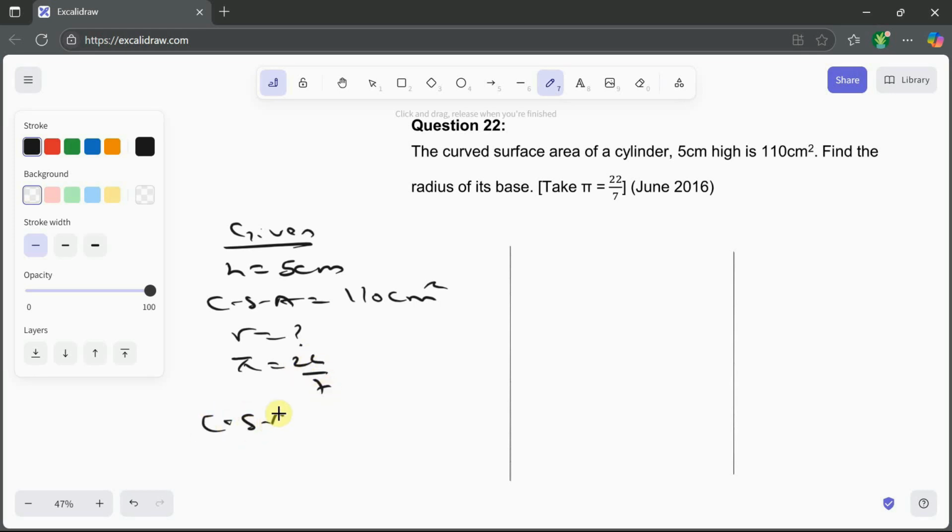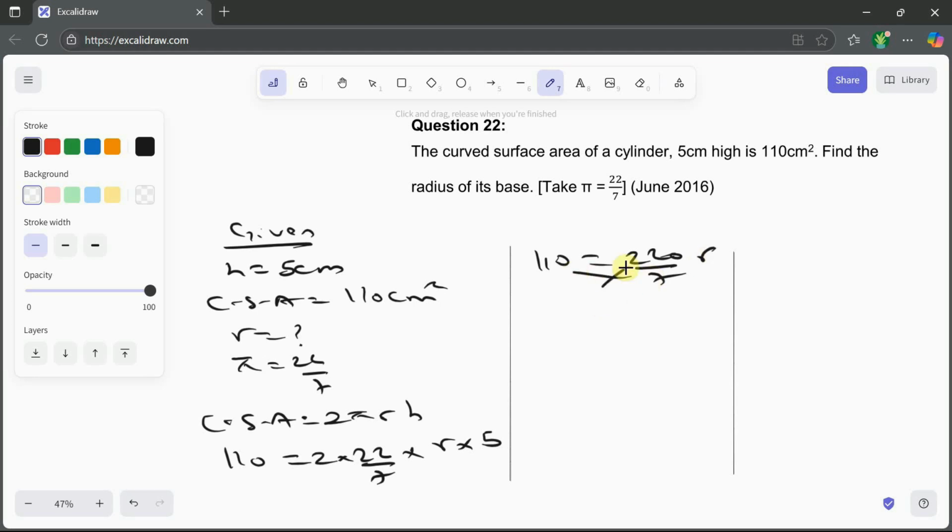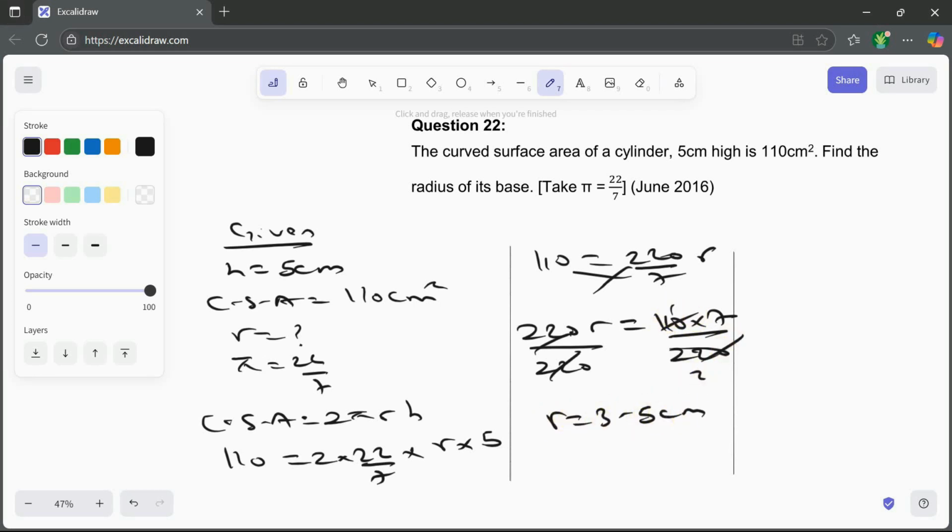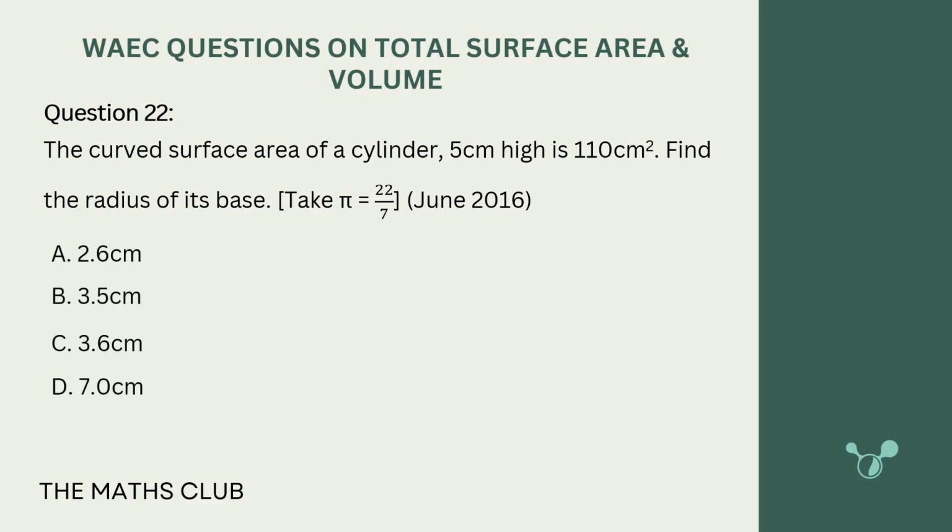So the curved surface area of a cylinder is 2 pi r h. If I substitute, that will be 110 is equal to 2 times 22 over 7 times r times h, and h is 5. Let's simplify this. That will be 2 times 22 times 5 divided by 7, which gives you 110 is equal to 220 over 7 r. If I cross multiply, that will be 220r is equal to 110 times 7. If I divide both sides by 220, this will go, this will go 1, this will go 2. You see that your r is 3.5 centimeter. Let's see if the answer is correct. That will be option B. Great.